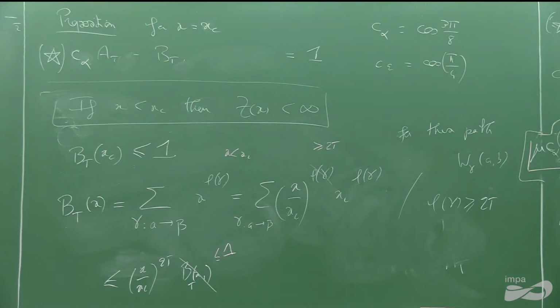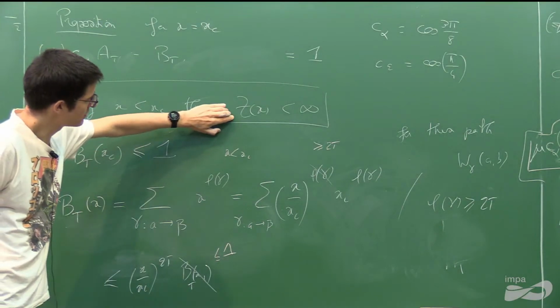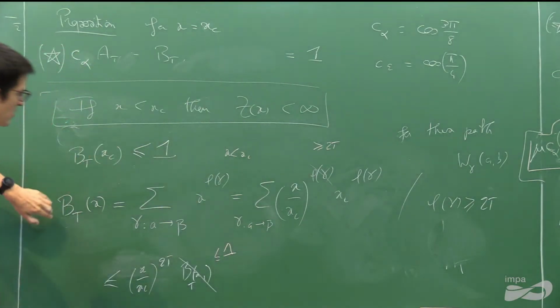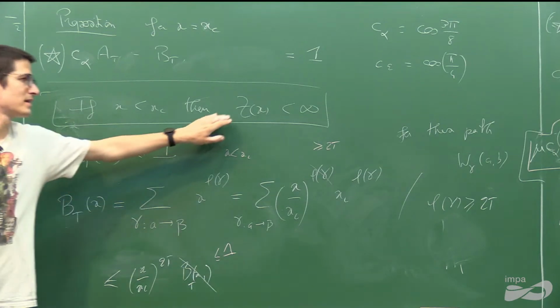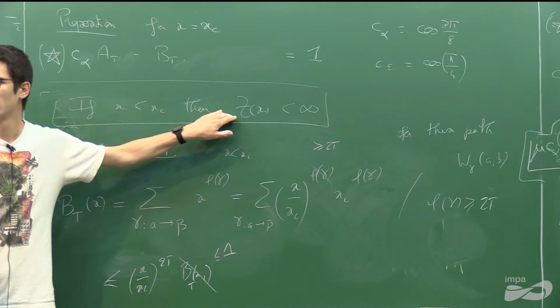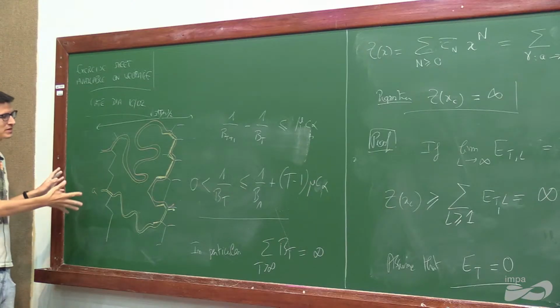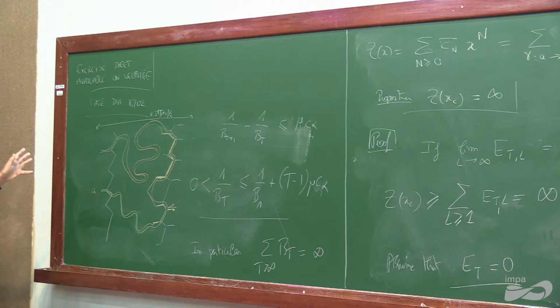And the idea now is to control zx with bt, saying that basically if the sum over t of bt is summable, then zx is finite. We will just take a small break and then prove this, but the idea is very similar to this one, only just more complicated.